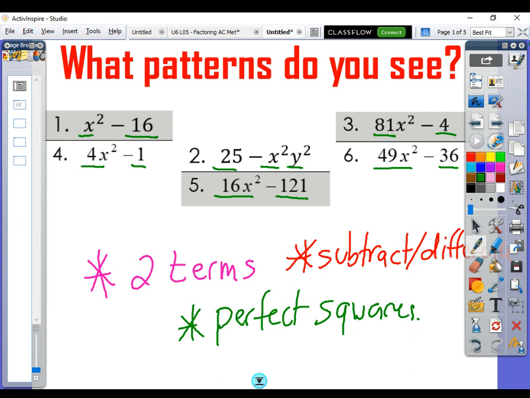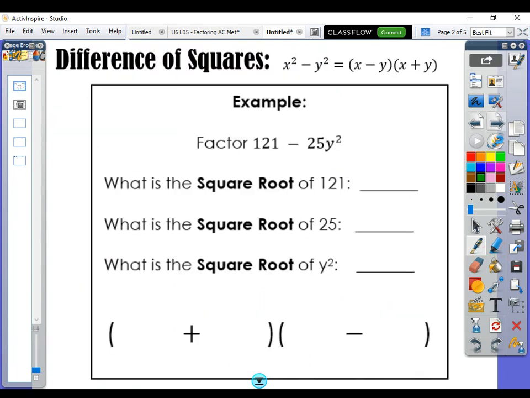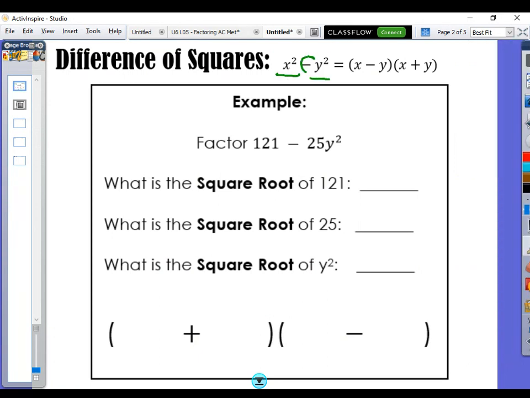So here's the key. We're about to factor each of these, but it follows the same pattern every single time. So if it meets these 3 criteria, 2 terms, subtraction, and both perfect squares, then we can do the following, okay? So here we go. Let's make sure we can see we have 2 perfect squares, x squared and y squared, and they're being subtracted. So we call this the difference of squares.